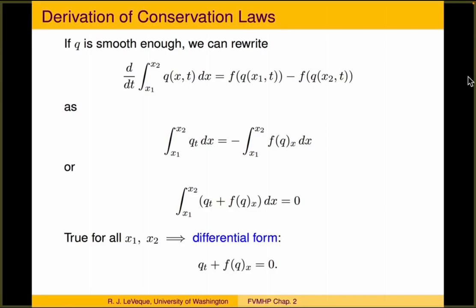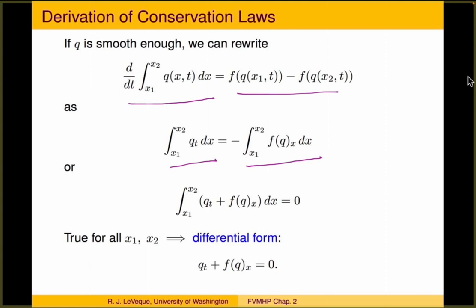So if the function q is smooth enough, we can take this equation that the time derivative is the jump in f, and we can do some manipulations to it. We can move the time derivative inside the integral so that we get the integral of dq/dt with respect to x. And this difference in the fluxes, some function f at q1 minus the same function f at x2, we can write that as the integral of df/dx integrated from x1 to x2.